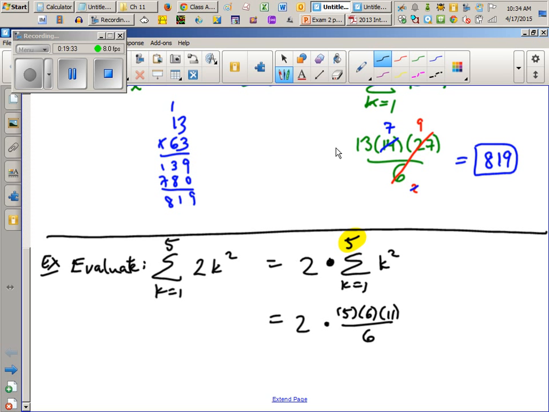This one simplifies pretty easily. The 6 cancels out. Okay, so the 6 just kind of crosses out, and we get 2 times 55. The answer in this one's 110. Pretty sure I trust my work there.